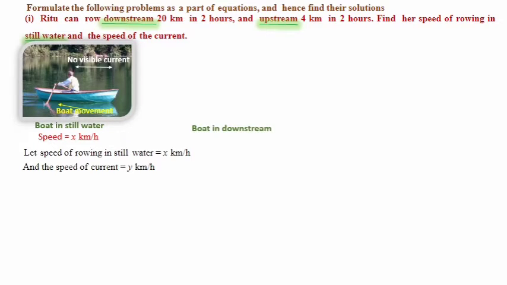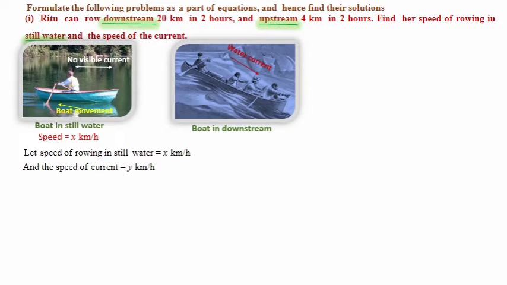And the second case, that is boat in downstream. When the boat is in downstream, here the direction of the water current is downwards and the boat movement is also downwards. So the boat movement and the water current both are in the same direction. In this case, the resultant speed will be x plus y, where x is the speed of the boat in still water and y is the speed of the current. In the downstream case, little effort is enough to move the boat because the water current is already there in the same direction of the boat movement.